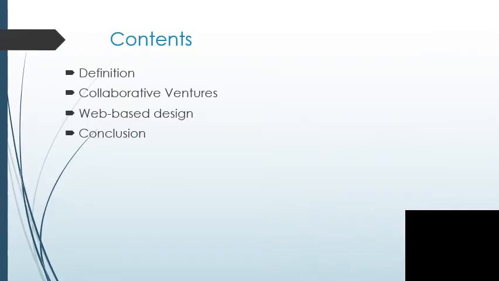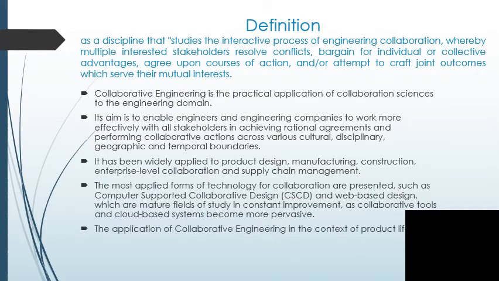So the current slides have the contents as definition of this particular collaborative engineering, collaborative ventures, web-based designs, and conclusion. If you want to define collaborative engineering, then we can say it's a discipline that studies the interactive process of engineering collaboration, whereby multiple interested stakeholders resolve conflict, bargain for individual or collective advantages, agree upon a course of action and or attempt to craft joint outcomes which serve their mutual interest.